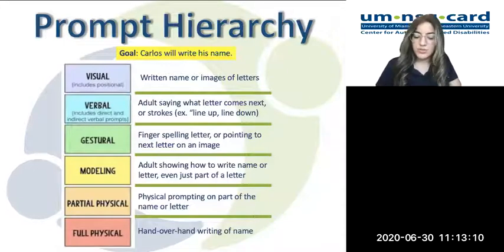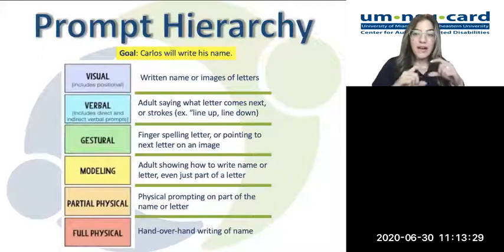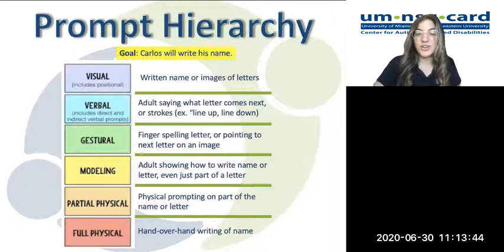It's important to note that sometimes prompts are used in conjunction with each other. So I can always say, point to your nose. And if I'm saying this, that's just a gestural. But if I'm saying, point to your nose, that's a verbal and a gestural. So when you have a visual, in and of itself, that is a visual cue. When you add something else to it, for example, pointing to the visual, it's no longer a visual cue and it becomes a gestural cue. So that's also important to know when you're taking data.